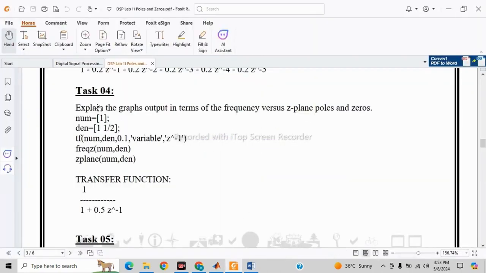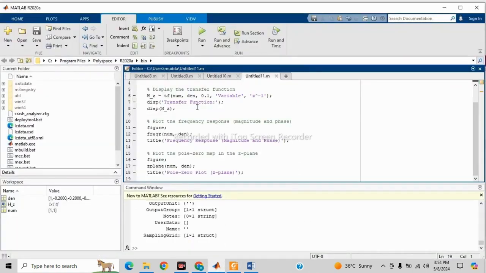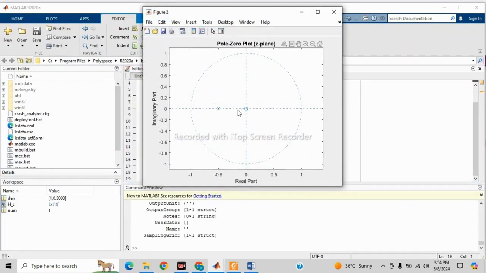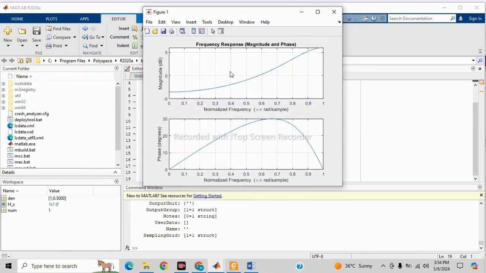Next we have task number 4, that is explain the graph's output in terms of the frequency versus z-planes, poles and zeros, and this is the code as previous, and I have to write it in MATLAB here. This is the code, and the output for this is here. This is the pole and this is the zero. Pole zero plot in z-plane, and this is the frequency response, magnitude in decibels and phase in degrees as previous.